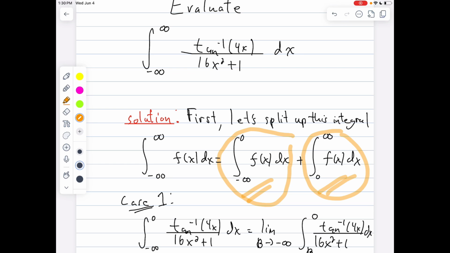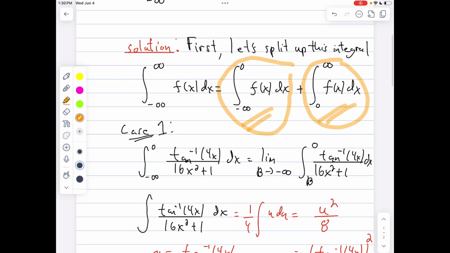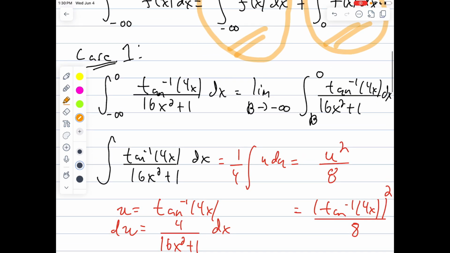So let's see what we have. I'm going to split this up into two cases. My first case is we're going to look at the integral that goes from minus infinity to 0 of my function. When you're working with an improper integral, you have to replace the part where the discontinuity occurs, or where you have an infinite limit, with a letter. So in this case, the negative infinity I'm going to replace with b. And we're going to take the limit as b goes to negative infinity of the integral from b to 0 of tangent inverse 4x divided by 16x squared plus 1.